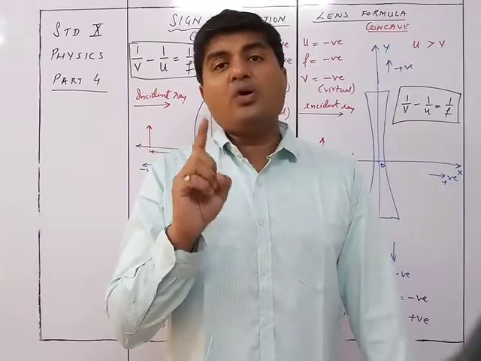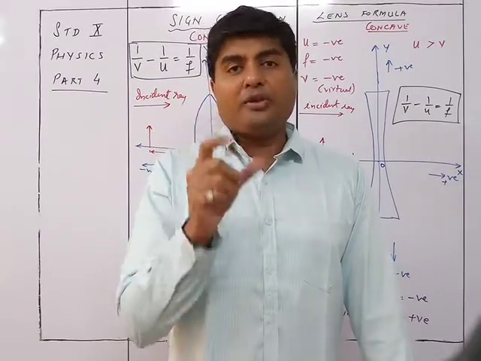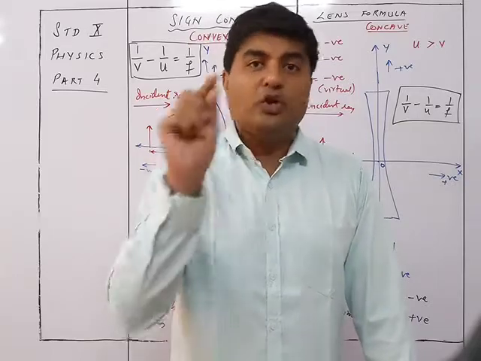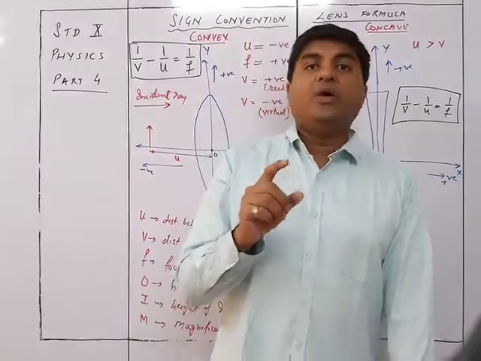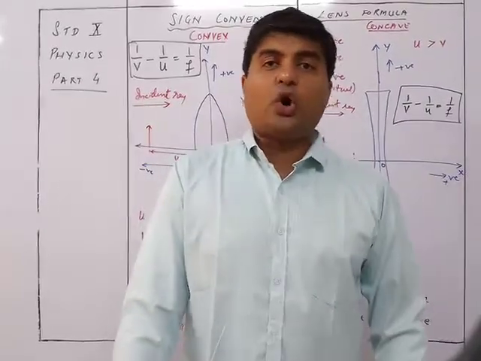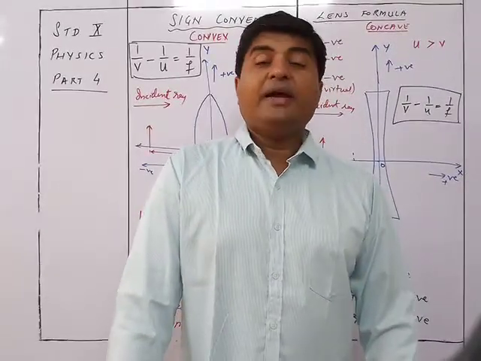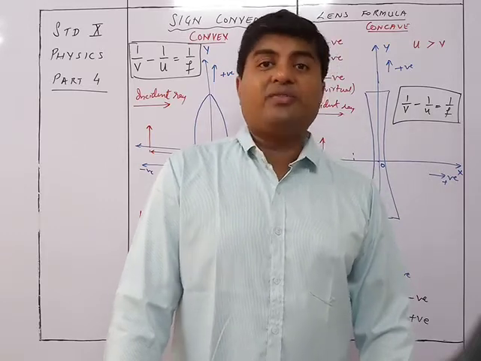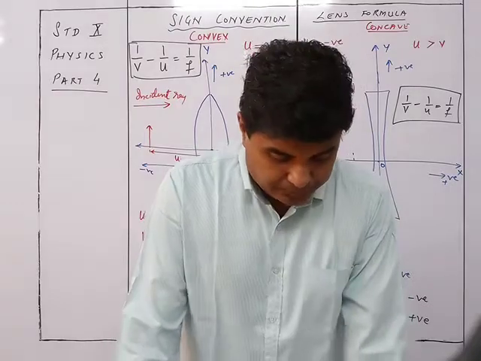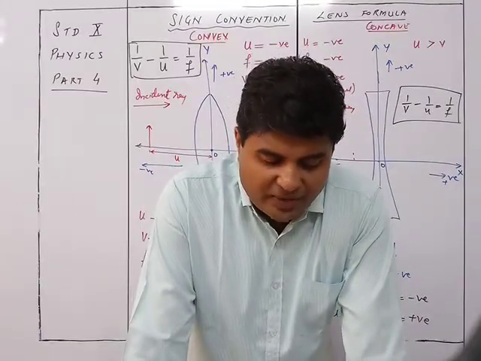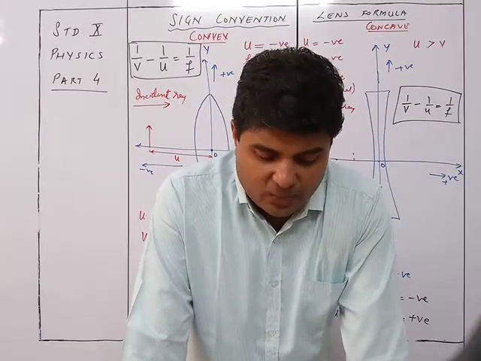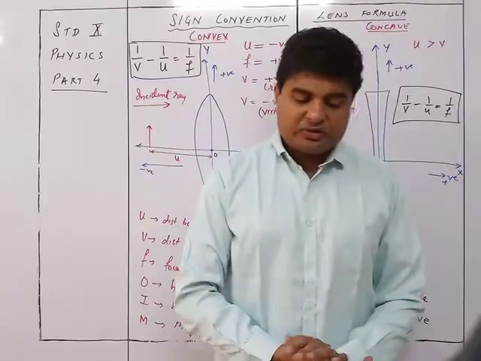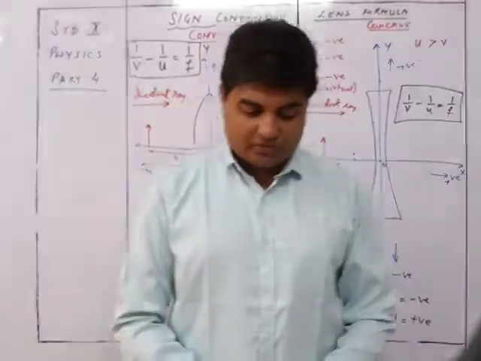So the absolute value of M, that means without the signs, is the numerical value of M, and it will indicate whether the image is magnified or diminished. If the value is 1 or greater than 1, then it is a magnified image. If it is less than 1, it is a diminished image. So the numerical value of M is greater than 1 if the image is magnified, 1 for an image of the same size as the object, and less than 1 for diminished images.